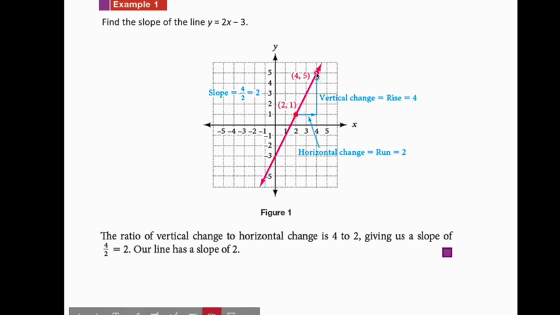Okay, so the author of the book shows the point (2, 1) on the line and the point (4, 5) on the line.